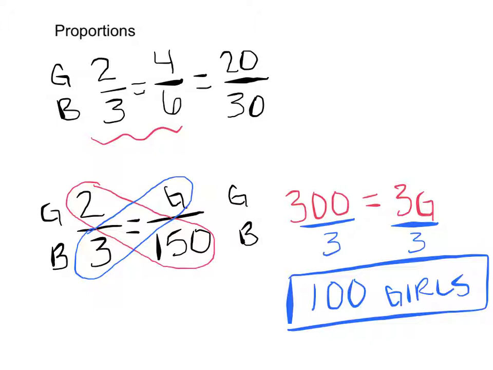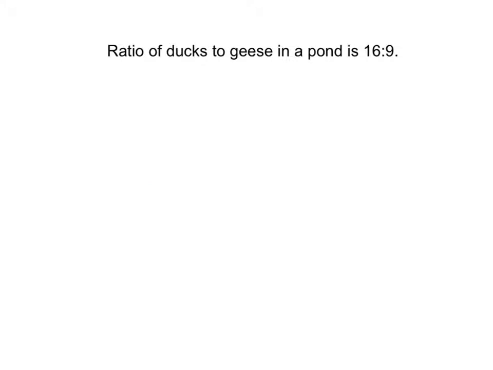So the technique we just used was cross multiplication. I'll be drawing those circles a lot throughout this video to help you guys see exactly what cross multiplication is. Alright, so here's a problem. We know that the ratio of ducks to geese in a pond is 16 to 9.